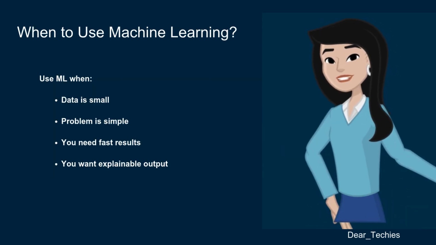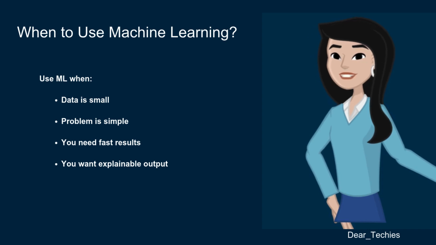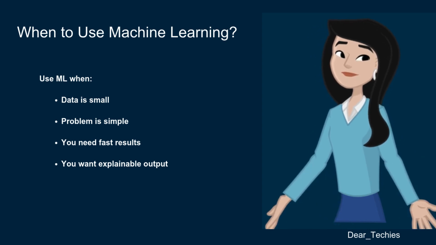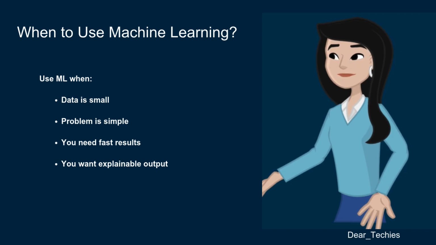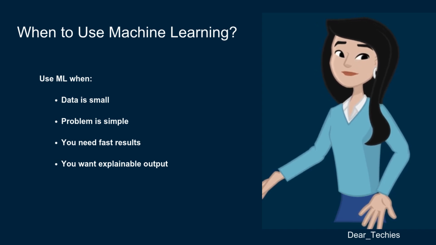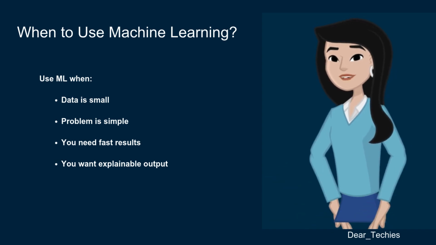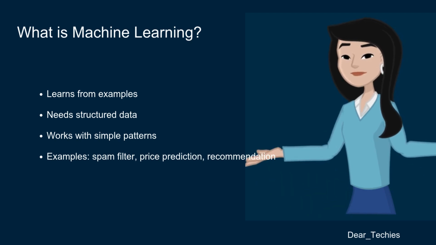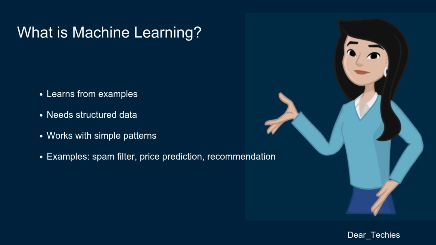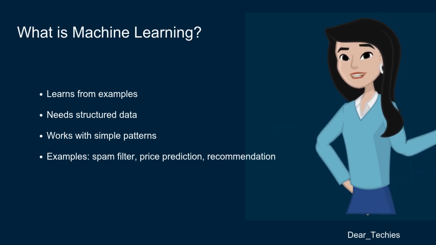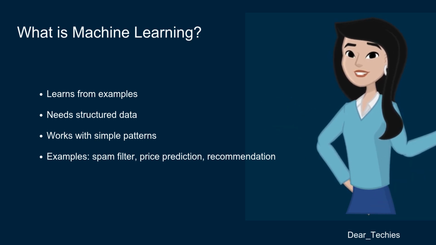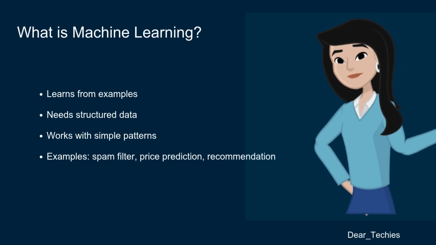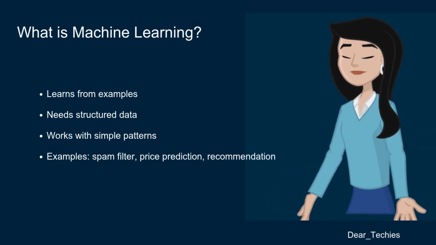Machine learning is best when you don't have too much data, the problem is simple, and you want clear, explainable output. For example, predicting sales for next month or identifying spam emails. Deep learning is useful when the problem is complex. For example, recognizing a face in a crowd, converting speech to text, or generating answers like ChatGPT. These tasks need large data and more computing power, which deep learning handles perfectly.